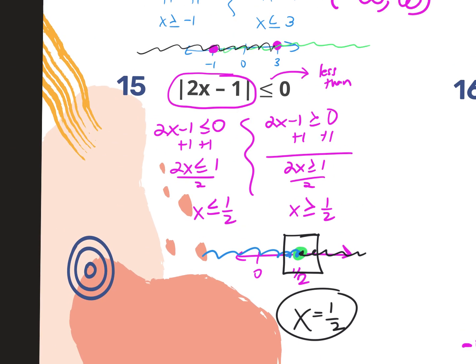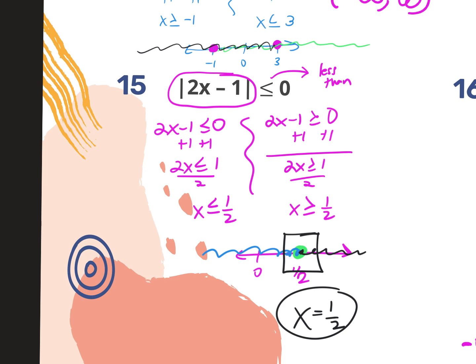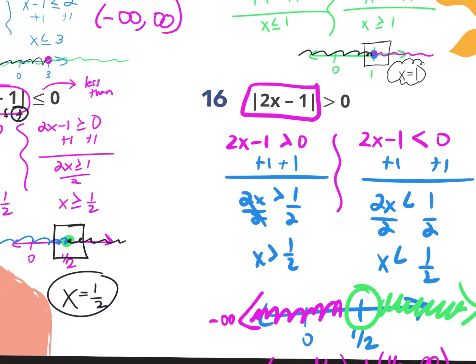So if you think about it, guys, again, absolute value is always positive. So if you're looking for the place where the absolute value, which is going to be positive, is going to be less than or equal to 0, it's only at one specific point, because it'll never be less than 0, but it could be equal to.